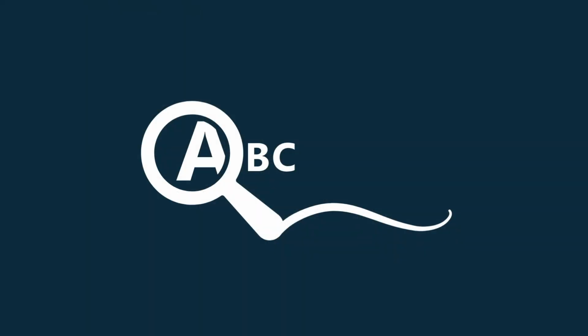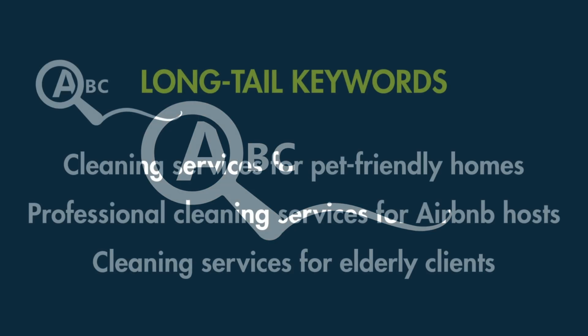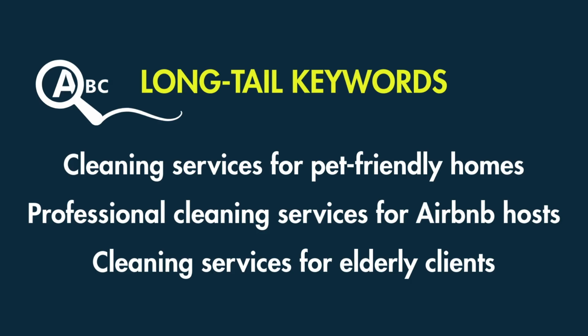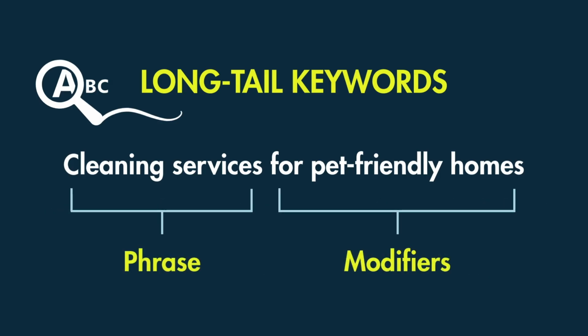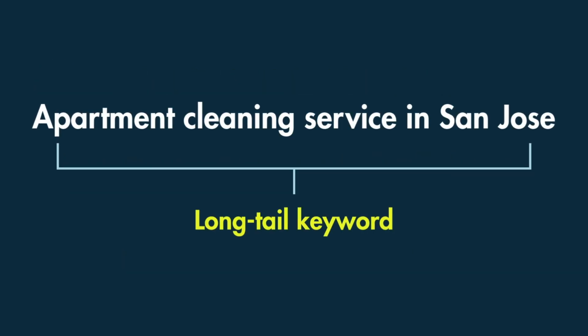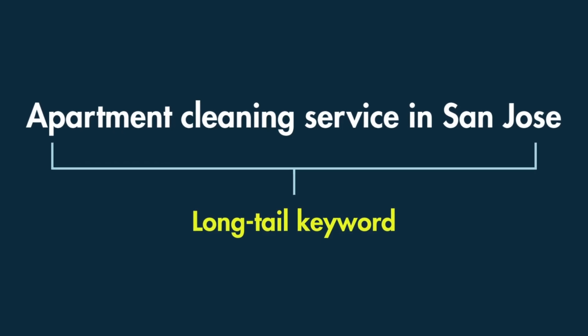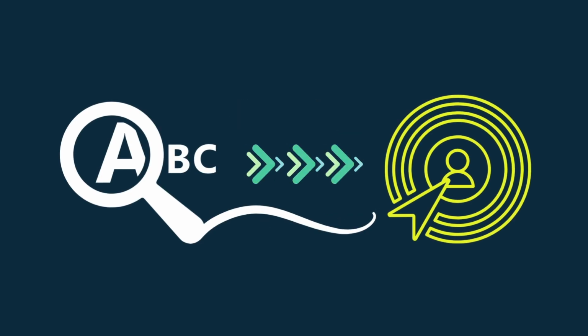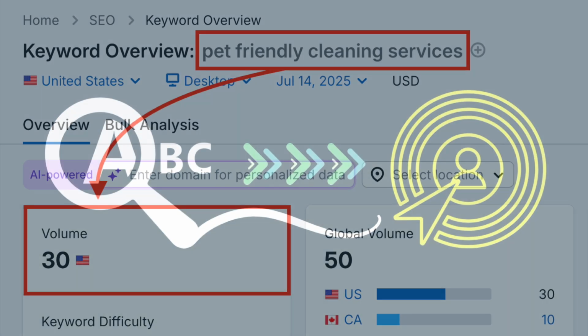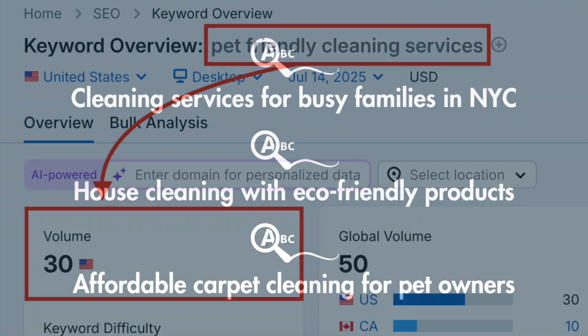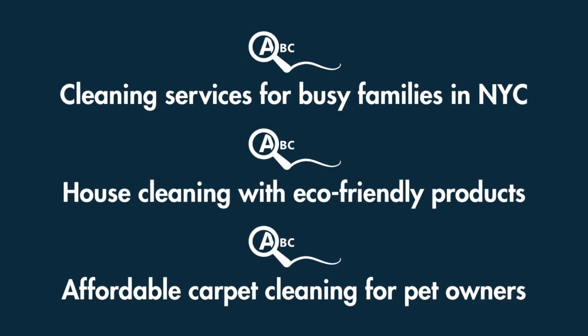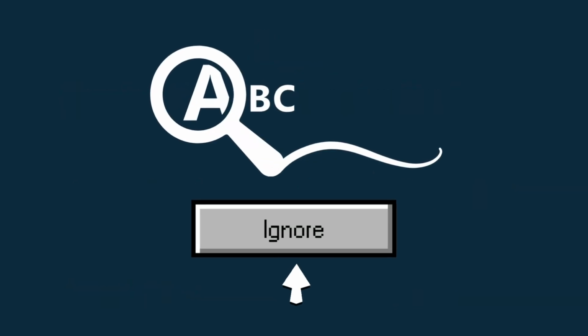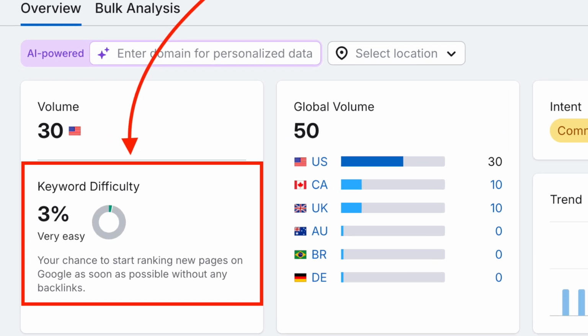So, what you need to do is identify and target more relevant long-tail keywords. As their name suggests, long-tail keywords are longer phrases. They'll typically involve a phrase you're hoping to rank for, accompanied by modifier words. For example, apartment cleaning service in San Jose would be a long-tail keyword. Cleaning would be a head keyword. Long-tail keywords generate more relevant traffic, but because they have lower search volumes and are less obvious in nature than head keywords, they are more prone to being ignored by other businesses, and this makes them easier to rank for.